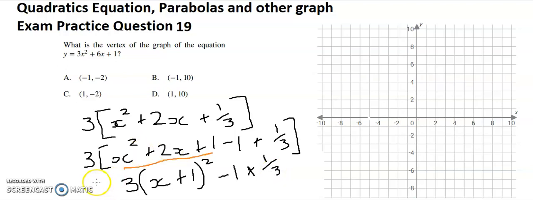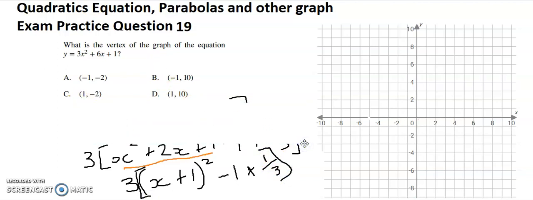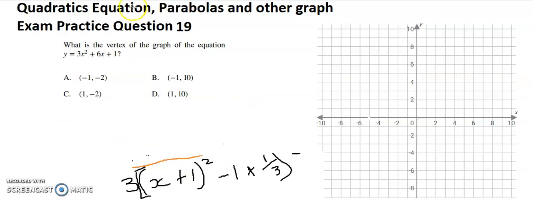Now, I still need to remember that everything is being times by that 3. So it's still not quite in the form that I want, so I'm just going to clear some space and keep on going. The next thing I need to think about is I'm going to times 3 by everything. But when I do it, I'm just going to put it in front of the brackets of x plus 1 squared.